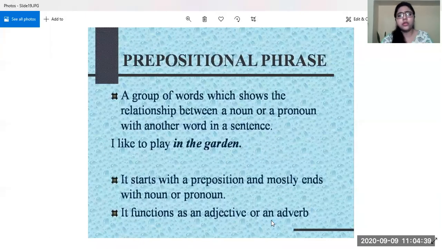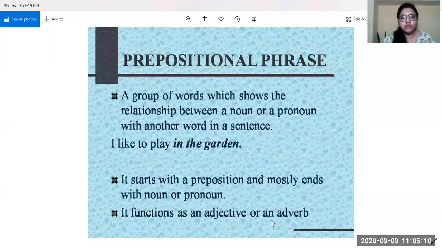Now we come over to the prepositional phrase. What is a prepositional phrase? It is not an exclusive kind of phrase. It acts as an adjective phrase, and it can also act as an adverb phrase. Okay, so whenever a phrase begins with a preposition, that is known as a prepositional phrase, and it is there in the sentence either as an adjective phrase or as an adverb phrase.